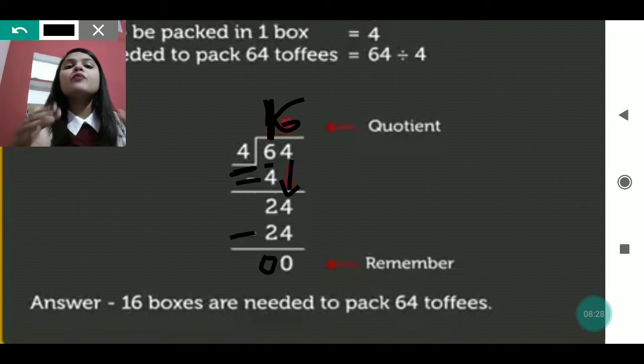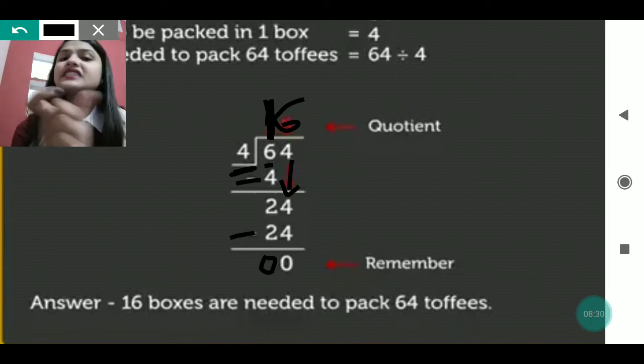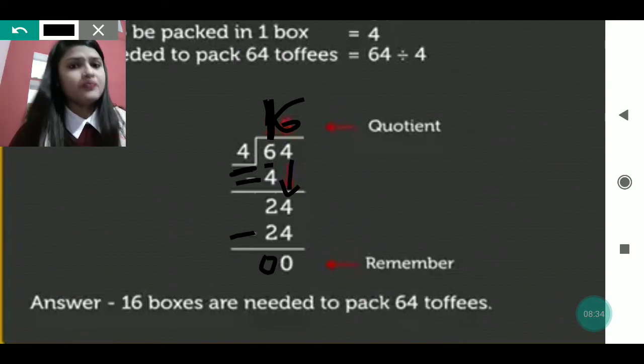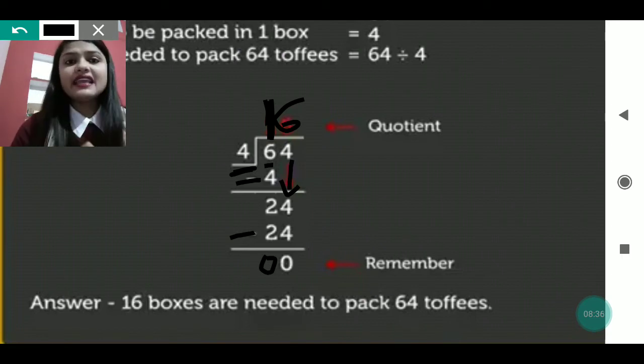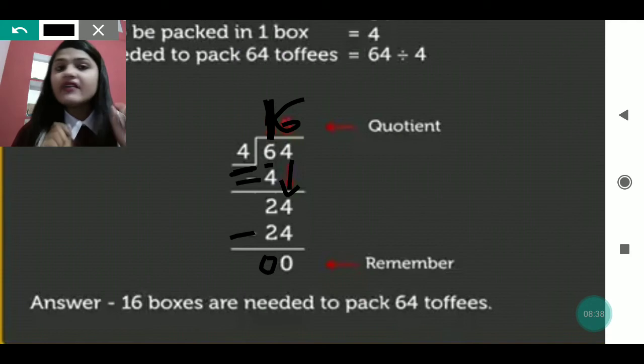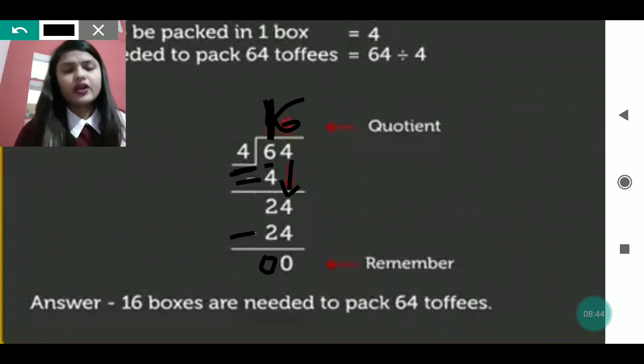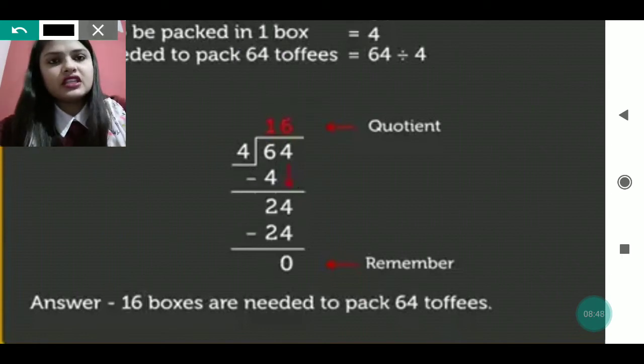So how many boxes will you need to pack 64 toffees, with every box carrying 4 toffees? I need 16 boxes. So what will I write at last? Therefore, 16 boxes are needed to pack 64 toffees. Okay, this is the last concluding statement. Okay, now let's move.